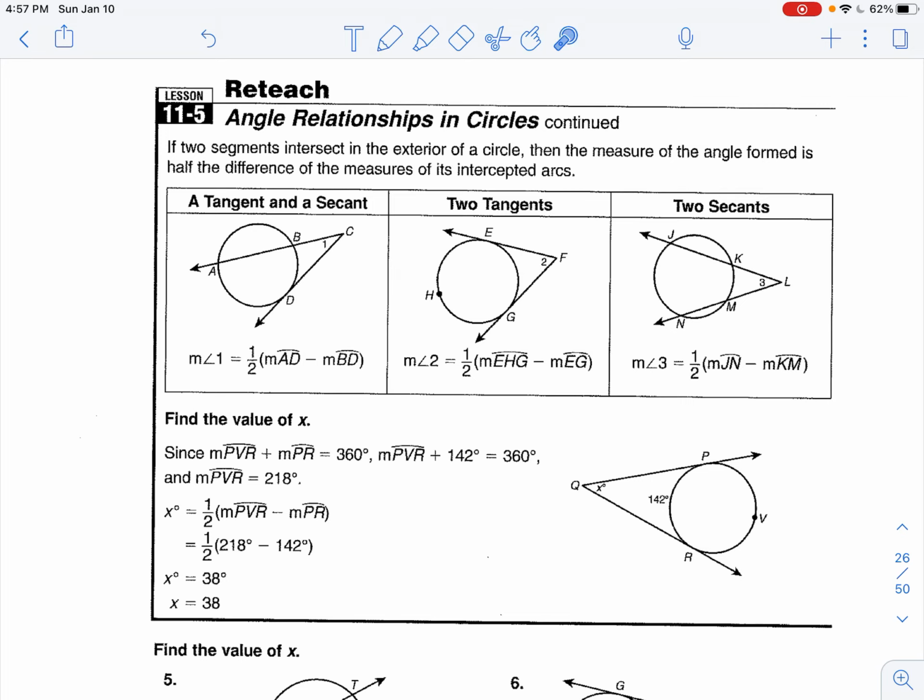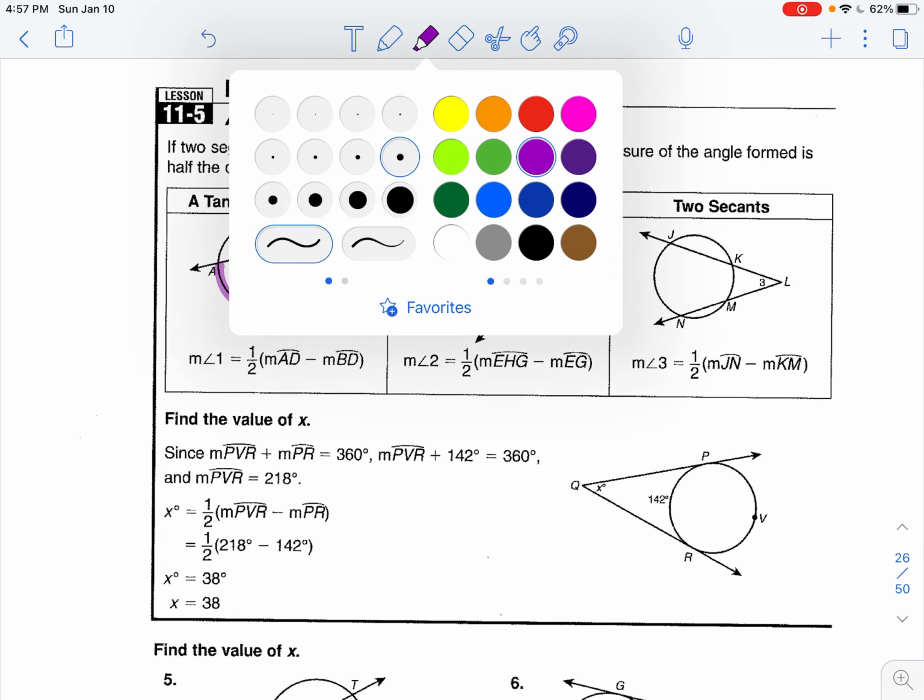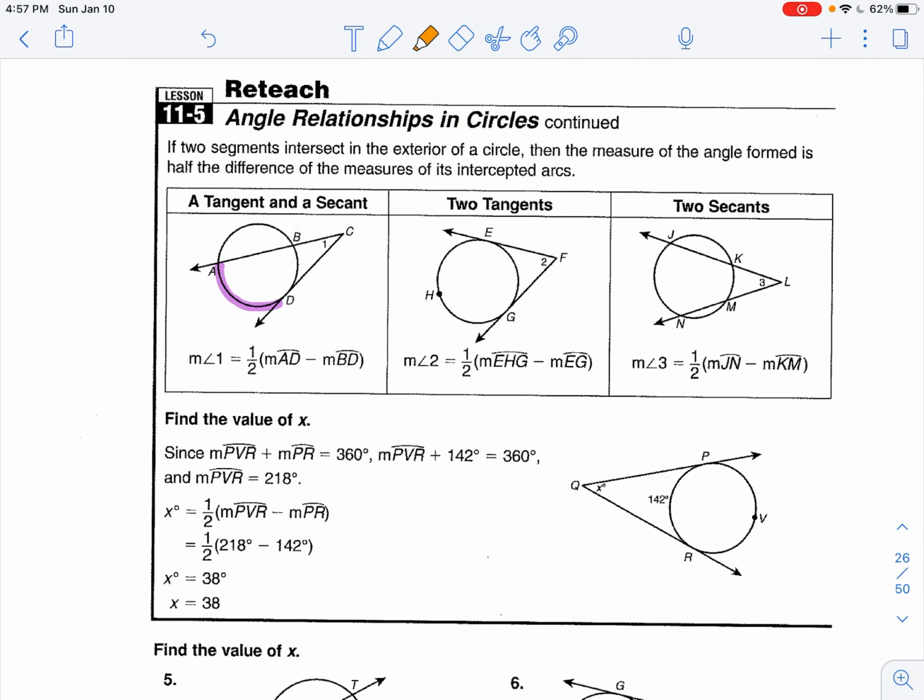If two segments intersect in the exterior of a circle, then the measure of the angle formed is half the difference of the measures of its intercepted arcs. Okay, so to find this angle here, we subtract the arcs, and you're always taking the big arc minus the little arc, because we're always going to have a positive measure. So arc AD minus arc BD, and then multiply by a half.